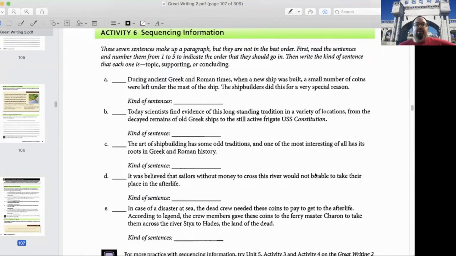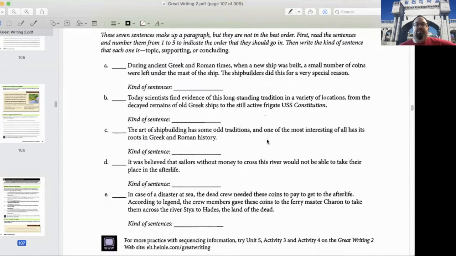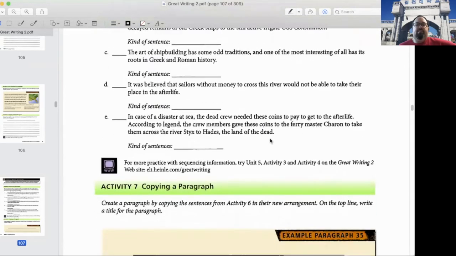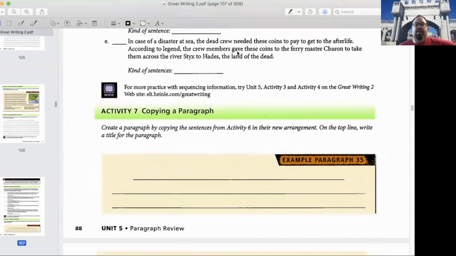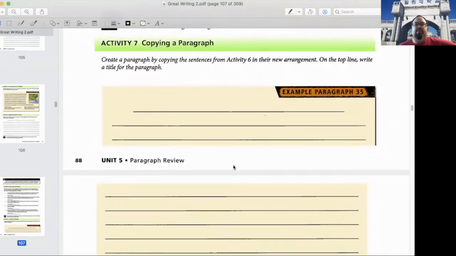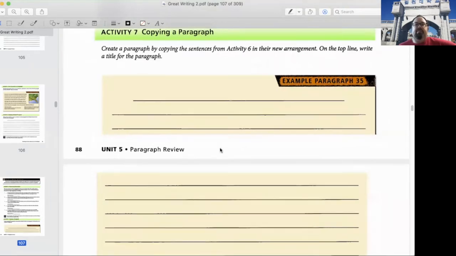And then you'll have 3 sentences left. You need to figure out the order that those go in. Those will be supporting sentences. You need to figure out the order that those go in. Okay, and write 2, 3, 4. And then you can go ahead and write out those sentences into a full paragraph, giving it a title first.